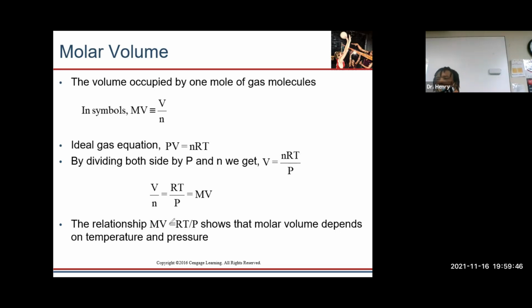STP, not STD. Okay, STP. You need to go to a different type of class for that one. Okay, so at STP, calculate the molar volume.